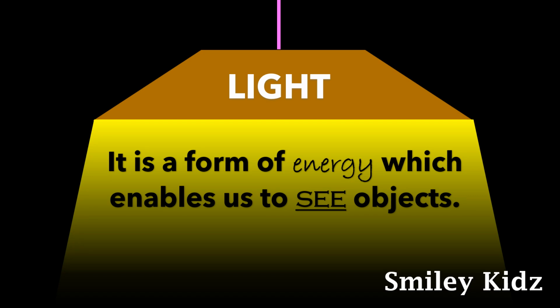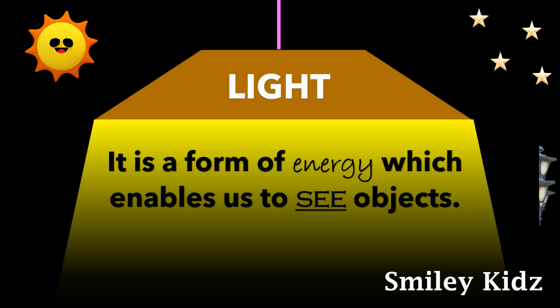Well, what is light? It is a form of energy which enables us to see objects. Well, a glowing lamp, the sun, the stars, etc. are visible to us due to the light energy emitted by them.